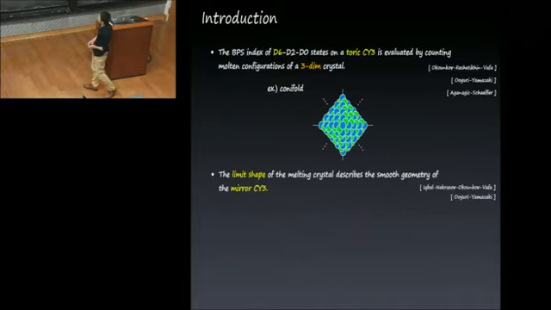And moreover, if you consider the limit shape of the melting crystals, then you have information about the smooth geometry of the mirror Calabi-Yau threefold. So in this sense, the crystal melting describes some discretization of the background Calabi-Yau geometry. If you take the limit shape, you have a smooth geometry, but before taking the limit, you have a discretized crystal like this. So this is a physical idea and motivation.